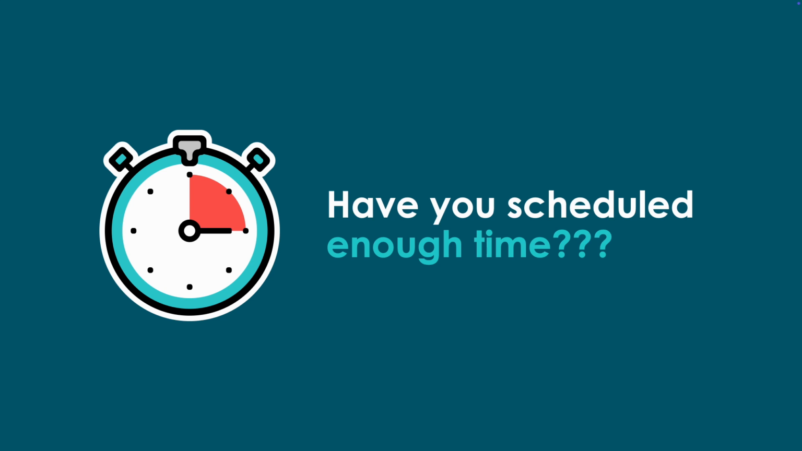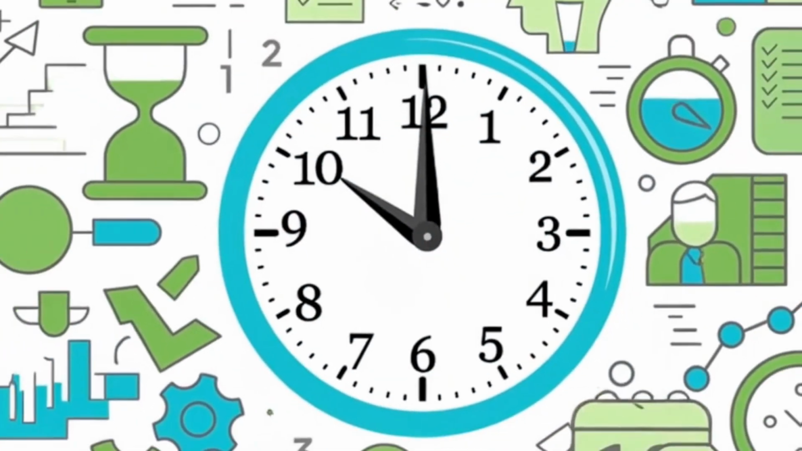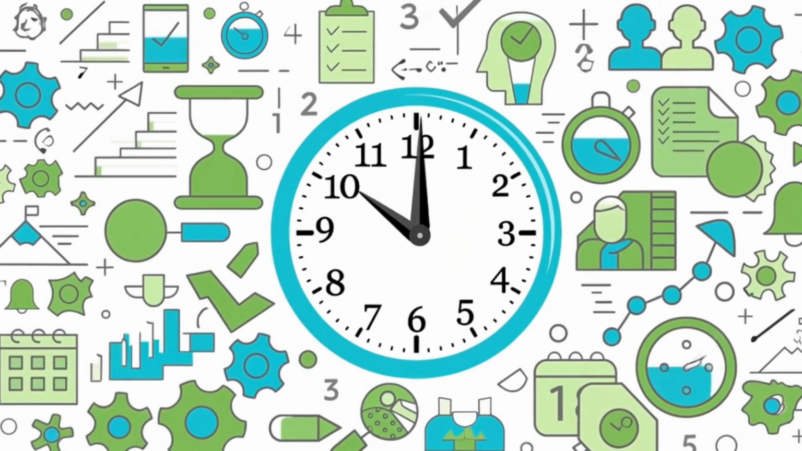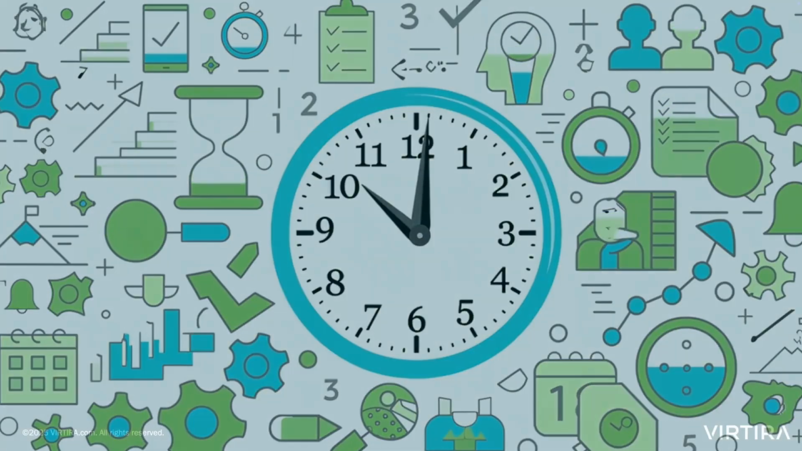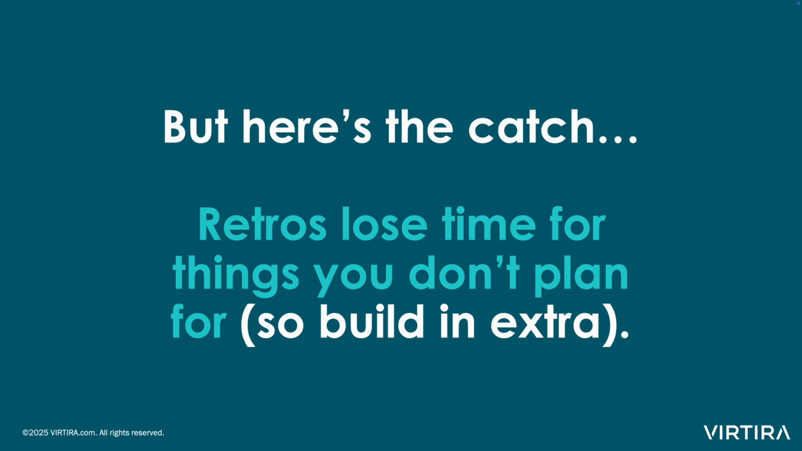First, make sure you've scheduled enough time. A typical retrospective takes about an hour. Just enough for people to settle in, jot down thoughts on sticky notes, post them on your digital board, and for the facilitator to guide the discussion. But here's the catch. Retros often lose time in the small moments you don't plan for.